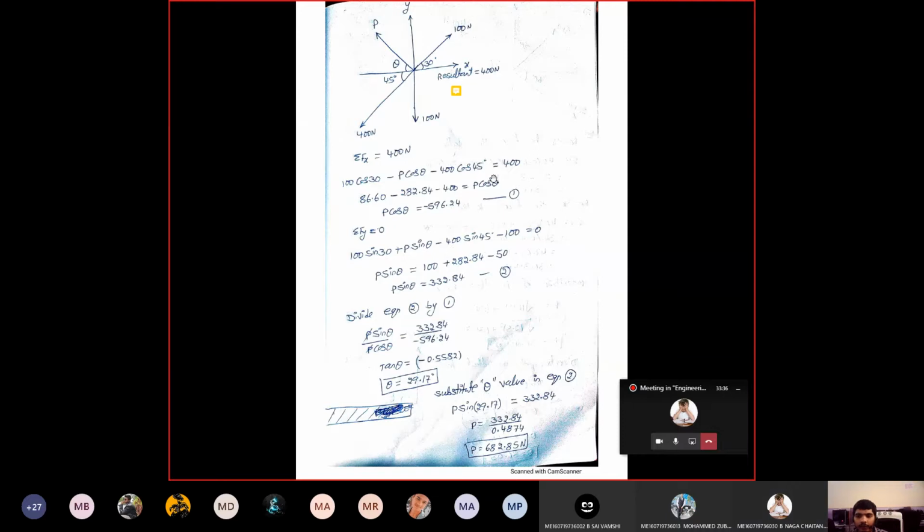And what about another force? This is also there now. 100. Yes sir. It is also in the negative y direction. So minus 100. Now it is clear. This equation is clear to all of you. If it is clear, raise your hands. If it is clear this point, all of you raise your hands.